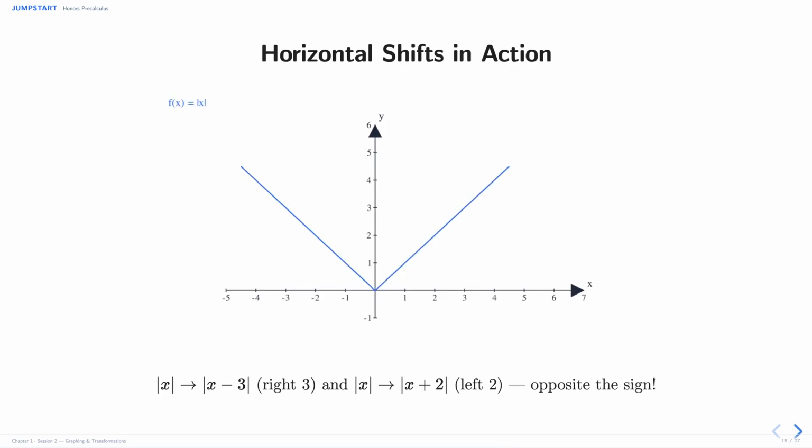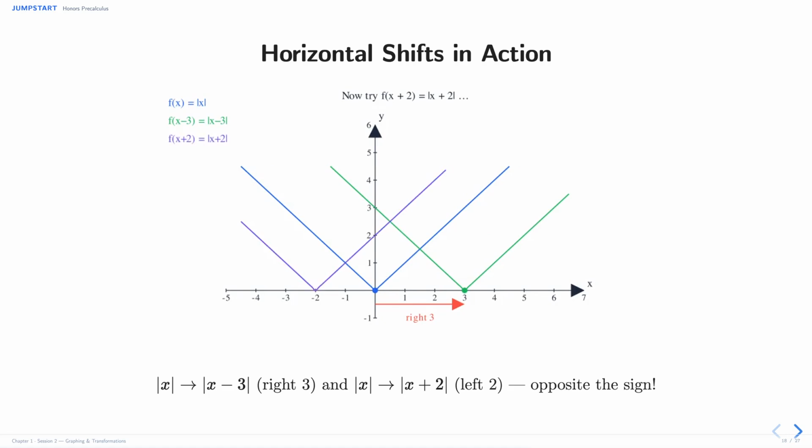In this animation, you will see how horizontal shifts work. Watch as the absolute value function shifts to the right when we subtract 3 from x, and shifts to the left when we add 2 to x. Remember, the sign inside the function indicates the opposite direction of the shift.